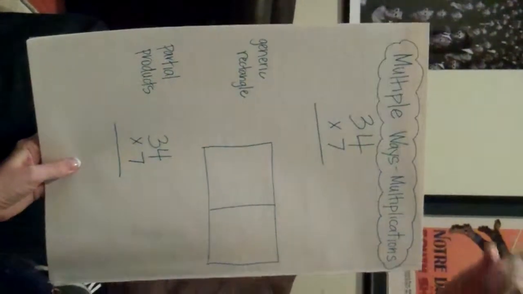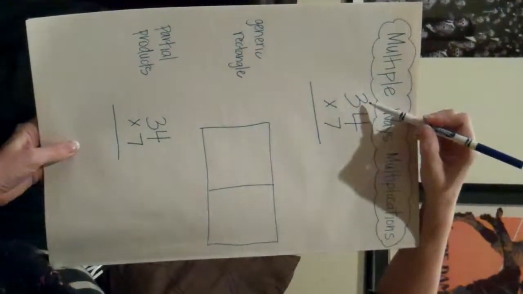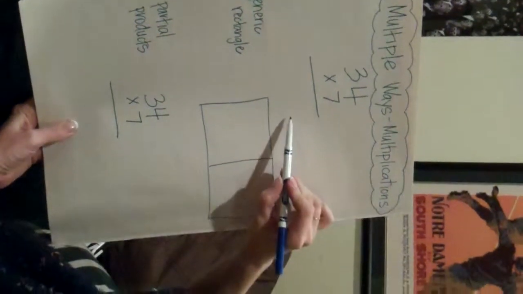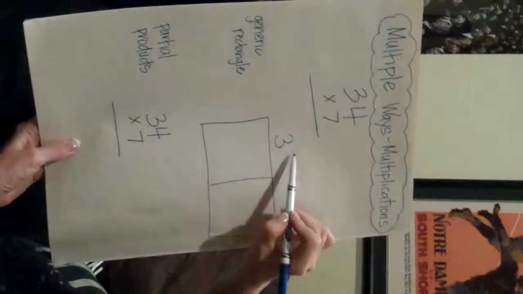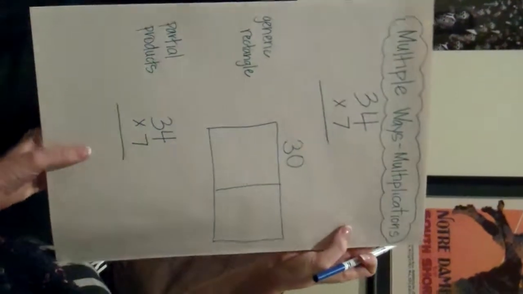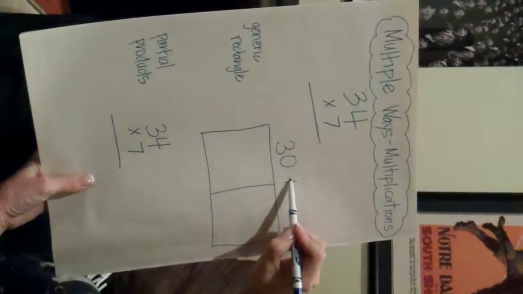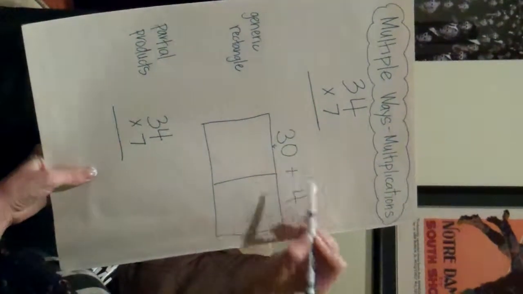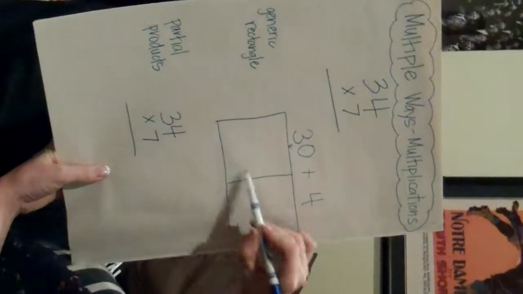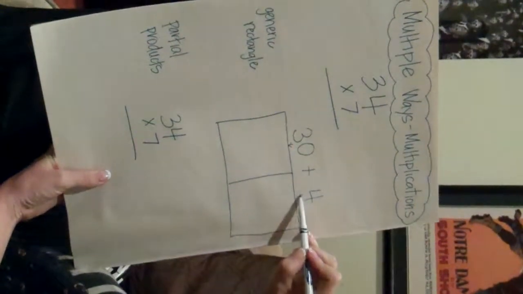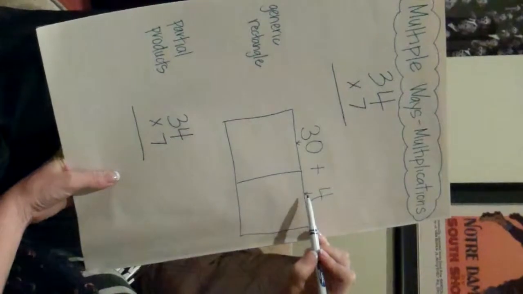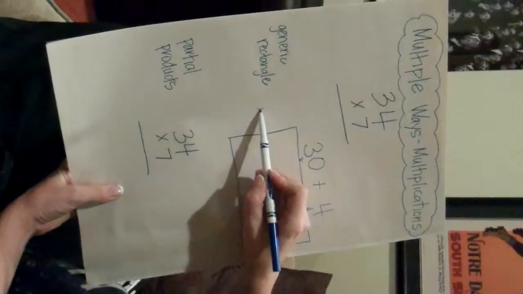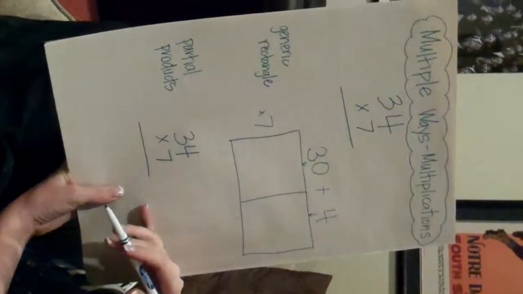To start out, you're going to take the first number and decompose it, breaking it up into smaller parts. So I'll start out in the tens place, and I have 3 tens. I have 30. And then I have four ones. I'm putting the tens on the top of this rectangle, and then the 4 is going on top of this rectangle. Now I'm multiplying by 7, so I'm going to say multiply by 7 on the side.